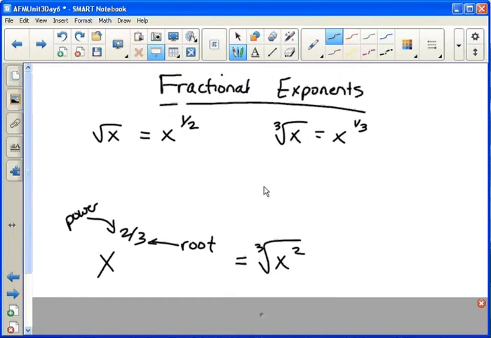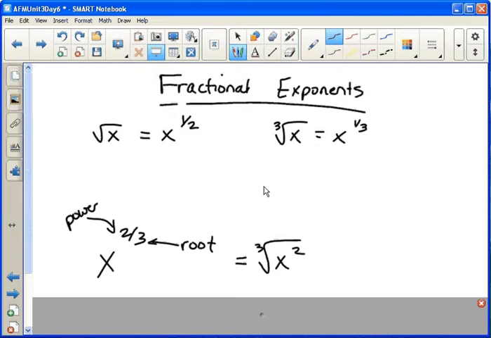For example, if you have x to the 2/3, x to the 2/3 has really two things happening. First, the 2 is your power, so it turns into x squared. And the 3 is your root, so it turns into the cube root. So x to the 2/3 is the exact same thing as the cube root of x squared. And just so you know, there's no order to that. You could square it, then cube root it, or cube root it, then square it. Those can go in either order.